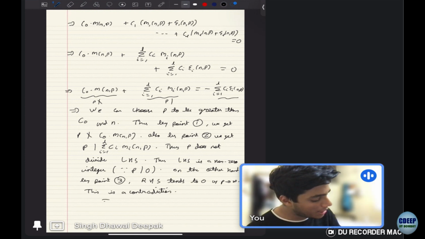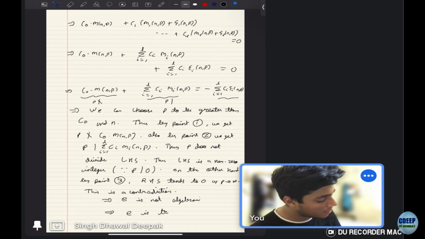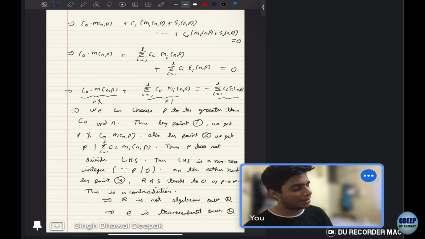This implies that e is not algebraic, which implies e is, just over Q is very important, transcendental over Q. And this completes the proof.